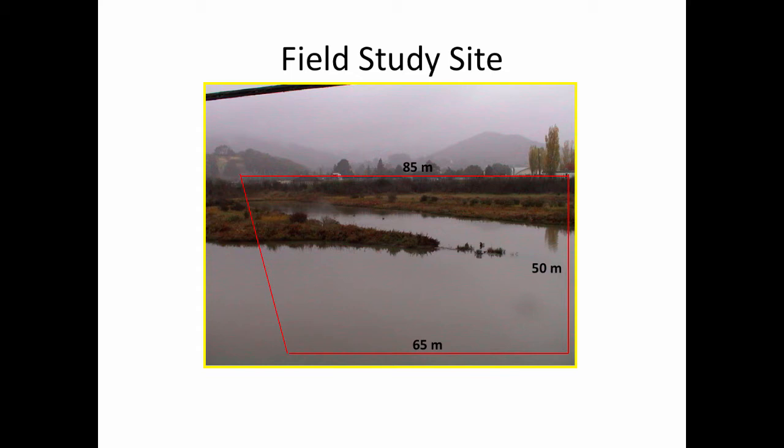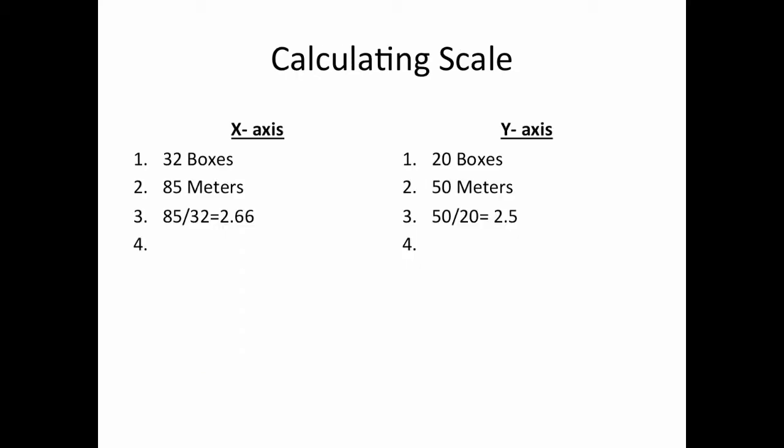Now that we have both the number of squares and the distance for both the x and y directions, we can calculate how many meters per square our scale should be. To do this, we just divide number 2, the distance, by number 1, the number of boxes. For the x-axis, this gives us 2.66 meters per square, and for the y-axis, that gives us 2.5 meters per square. Write these numbers next to step 3.